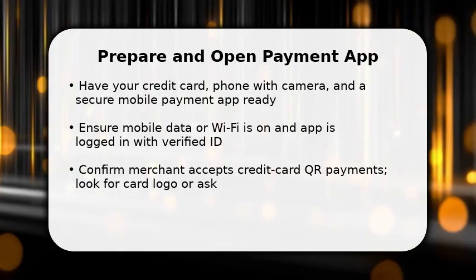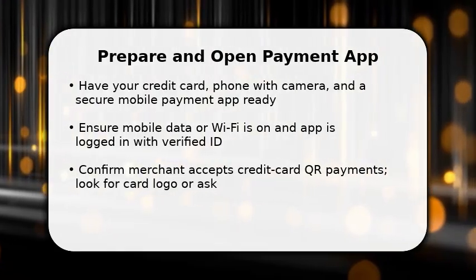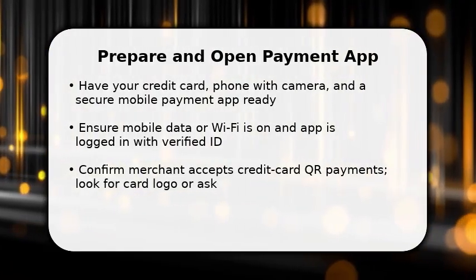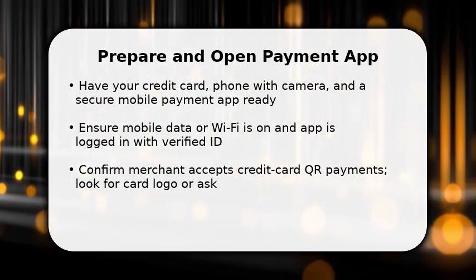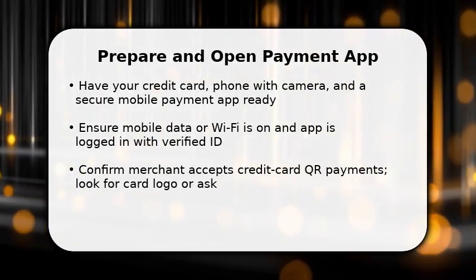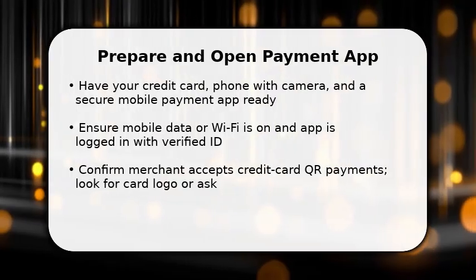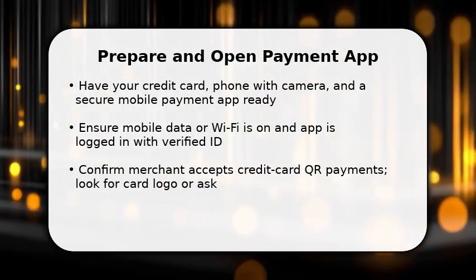You begin by opening the payment app that supports credit card QR payments and unlocking your phone. This is the action step, not just prep. Make sure your credit card is added and set as the default payment method so the app will charge it rather than a bank account.